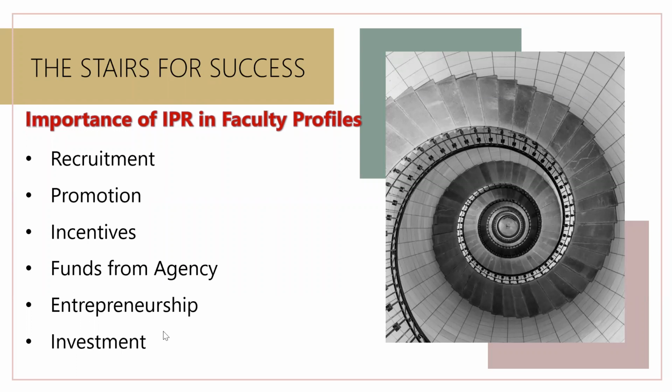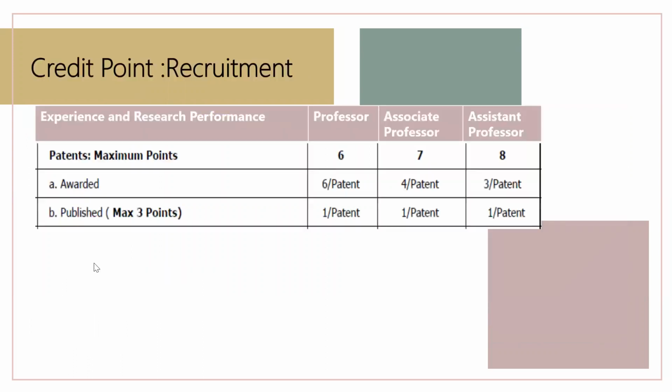If I talk about recruitment, you know there is a credit point policy. For patents, you see some points are assigned per post. So based on the number of patents, you will get the points. Similarly, if you have research publications, points are assigned, whether in a journal or UGC-listed. So that is why patents and publications are very important.